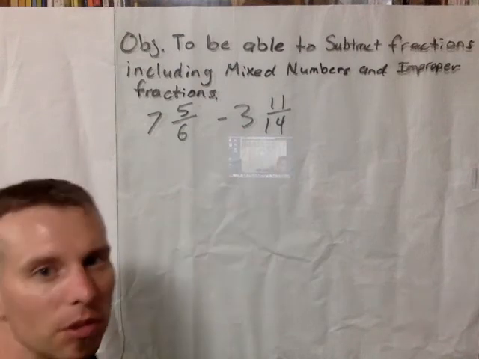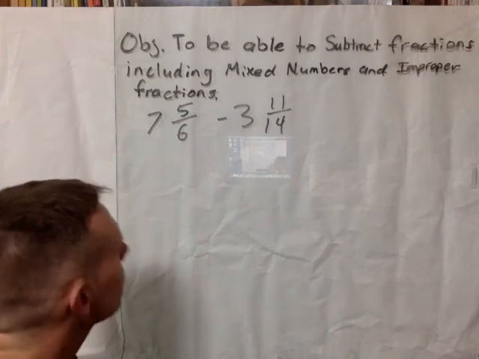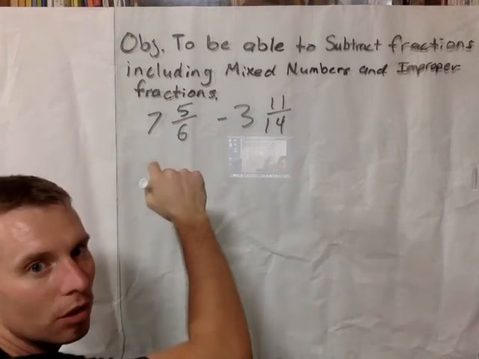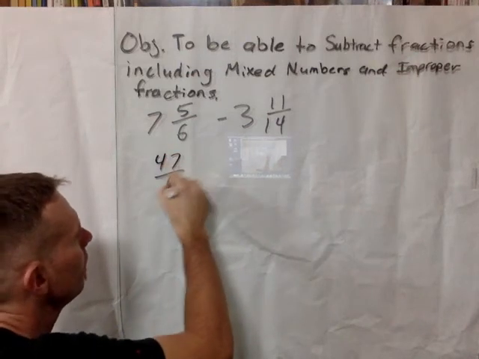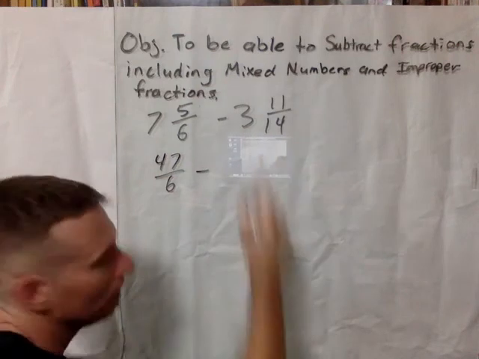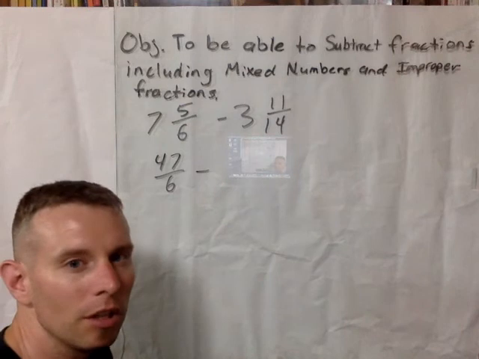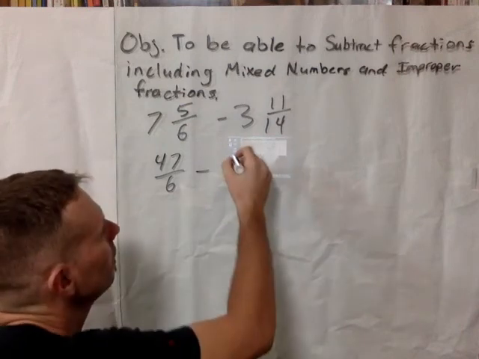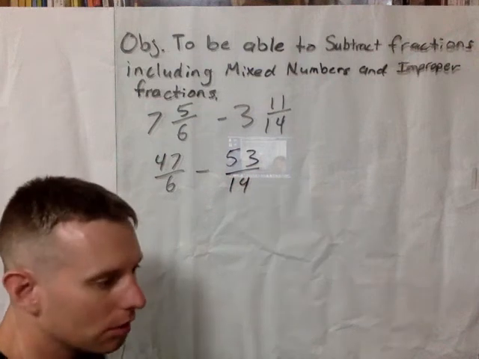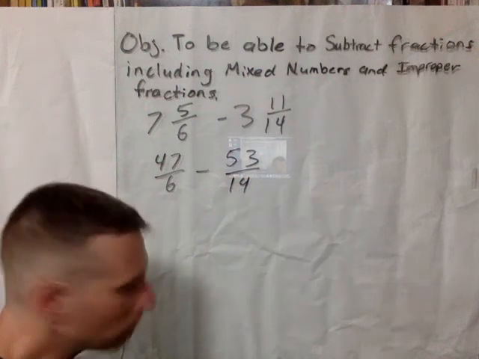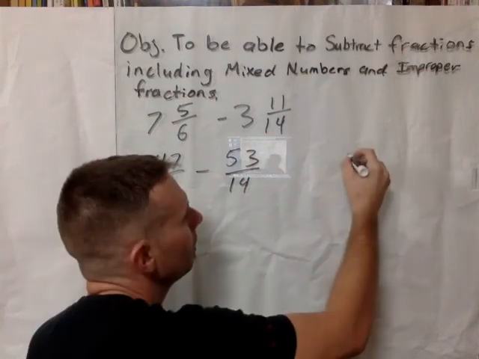So we do have mixed numbers. We do need to turn those into improper fractions. 6 times 7 is 42. 42 plus 5 is 47. Okay, and then 13 times 4, what would that be? 52. 52 plus 11 is 53 over 14.